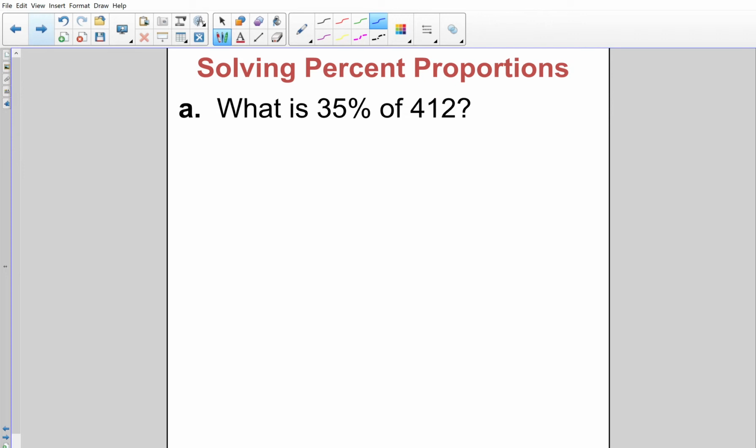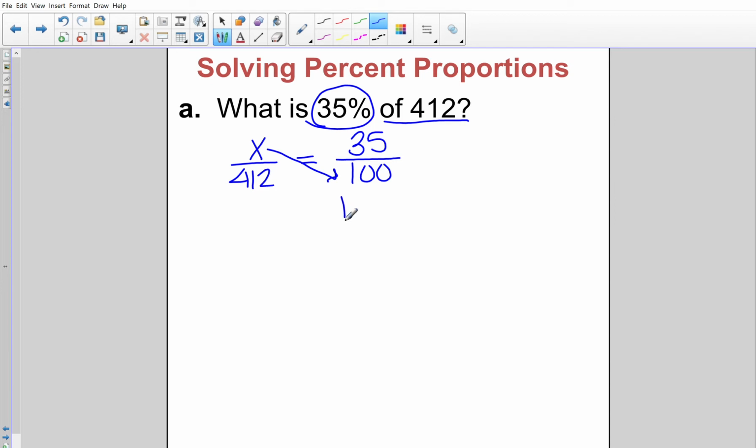so we've got what percent, or what is 35% of 412? So this one we're going to actually set up and solve. So I have my 35%, and that goes over 100. Of 412. Of means that 412 goes on the bottom, and I'm going to put my X on the top because I don't know what my part is in this, or my amount. So because I've got a proportion, I'm going to solve the same way we were doing earlier with proportions and cross multiply. See, 412 times 35 is 14,420. Okay, and then we simply divide by 100.